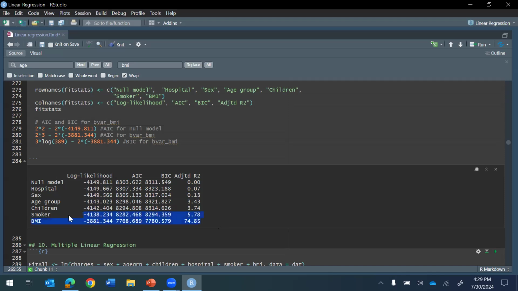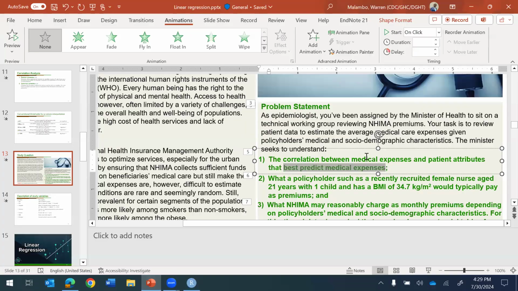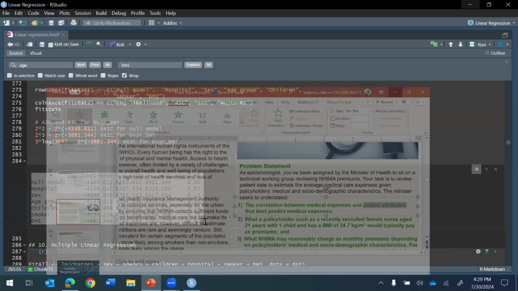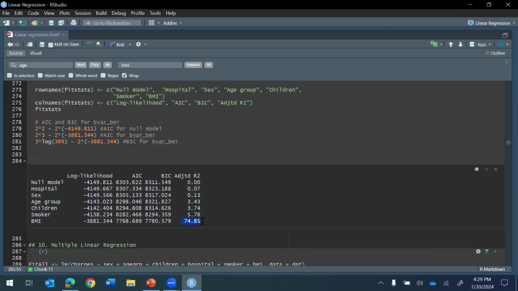But basically, by just looking at this by-variable model, my inclination to answer the minister's question would be to say that, looking at the medical expenses, the patient's BMI and age are correlated with medical expenses, but the BMI is the one that best predicts medical expenses, because it accounts for nearly 74.85% of the variability in medical expenses. So 74.85% of whatever the medical expenses would be is explained by the BMI.